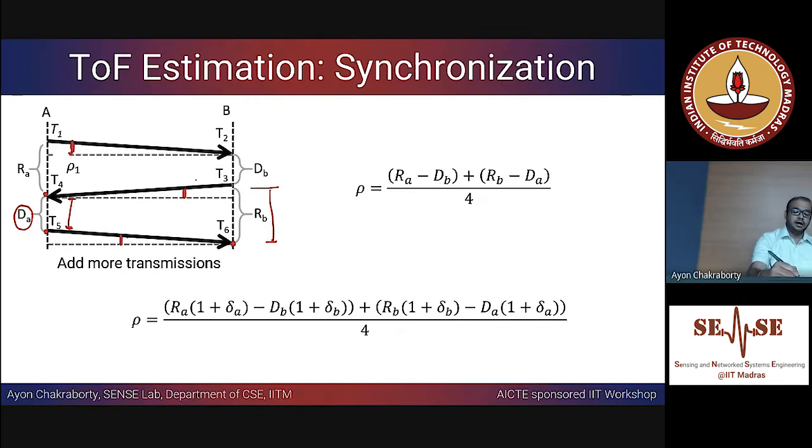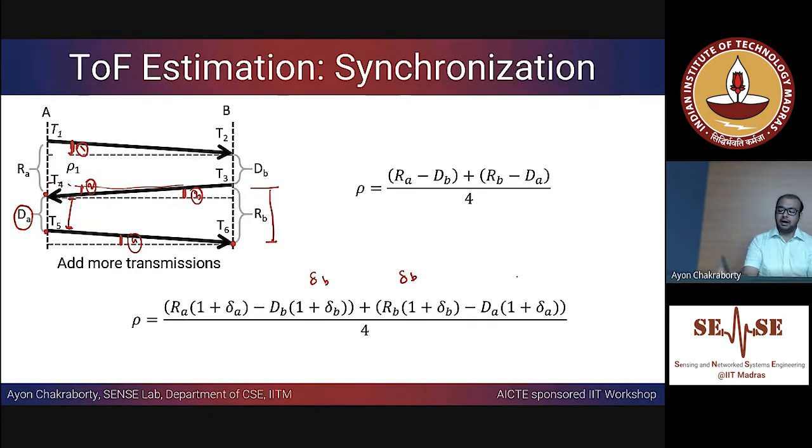So one is here, one is here, you can draw it. This is the first copy, this is the second copy, this is the third copy, and this is the fourth copy, and that is why we divide by 4. There are 4 times rho that has gone into this equation. And instead of using just RA, I have also used the clock drift. RA is multiplied by 1 plus delta A, and similarly for node B, DB and RB are multiplied by delta B.